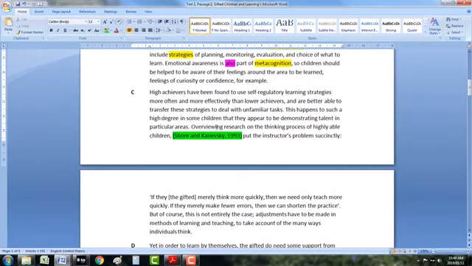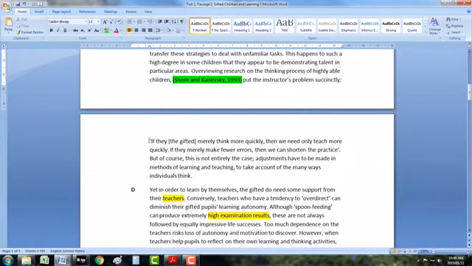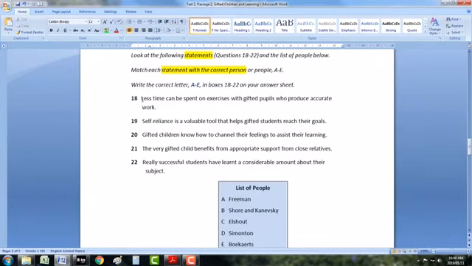What do these guys say? So there is a colon. You don't have to look at any of this. This is just supporting language. You need to look at what did they say, and that's in inverted commas over here. So that's quite short. If they, the gifted children, think quickly, then we only need to teach more quickly. If they make fewer errors, less mistakes, then we can shorten the practice. Less time can be spent on exercises with gifted pupils who produce accurate work.